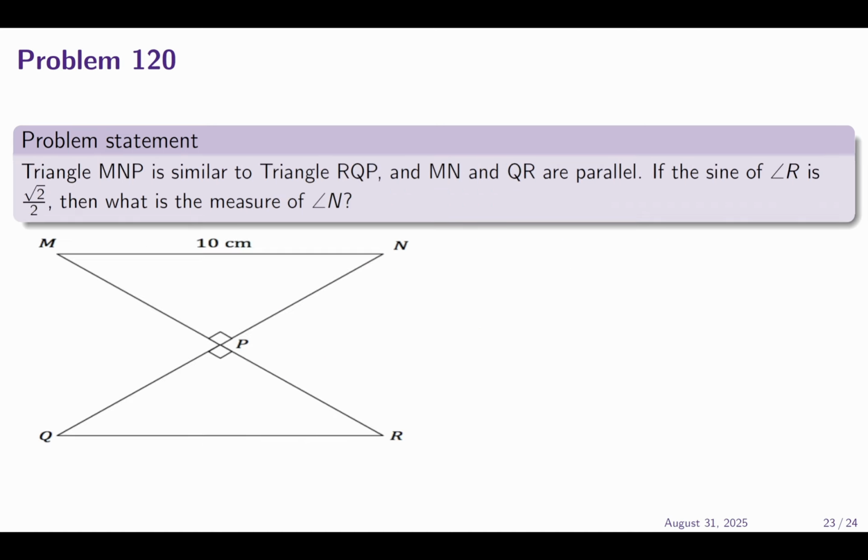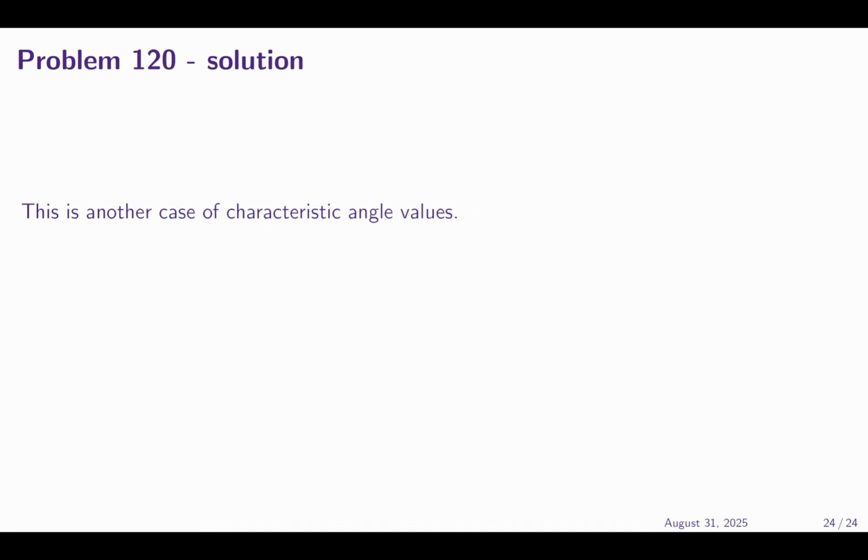Triangle MNP is similar to triangle RQP, and MN and QR are parallel. If the sine of the angle at R is square root of 2 over 2, then what is the measure of the angle at N? This is another case of characteristic angle values.